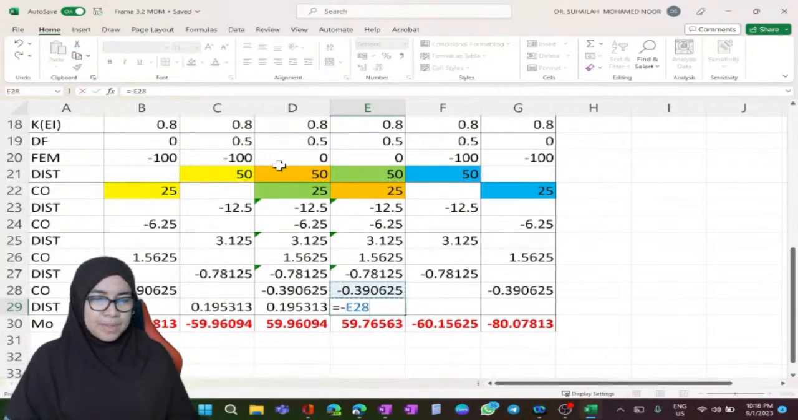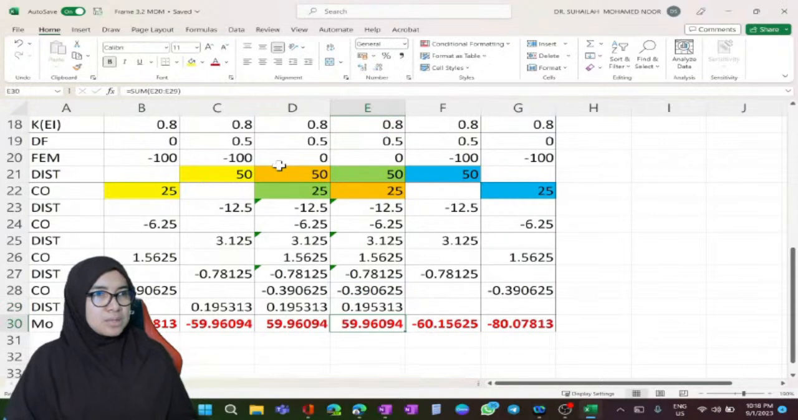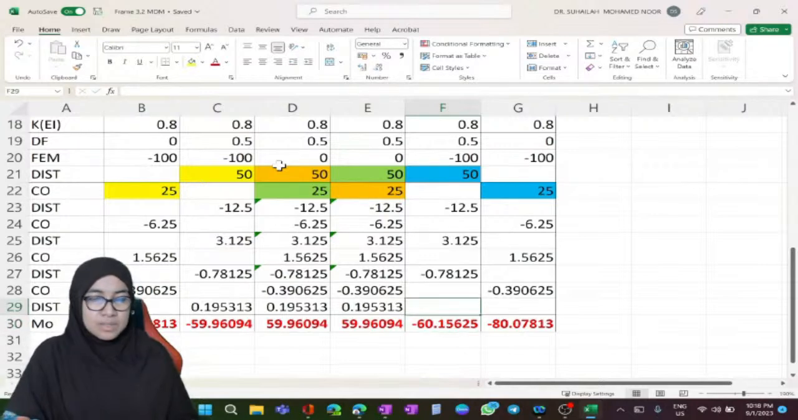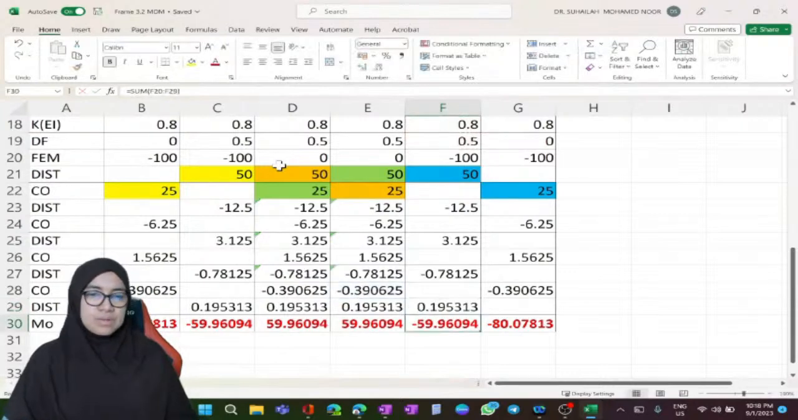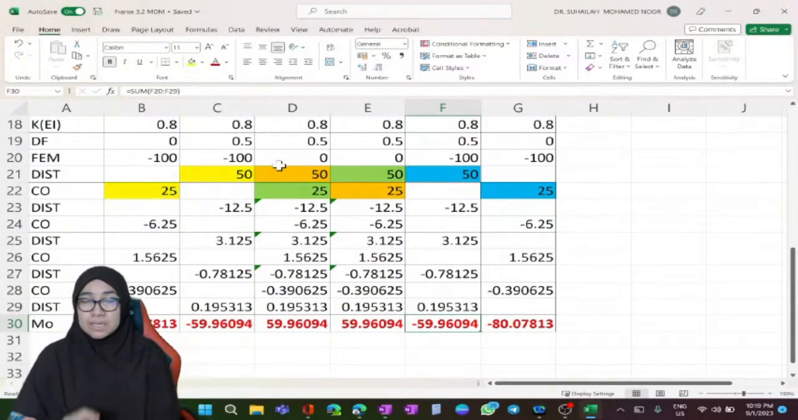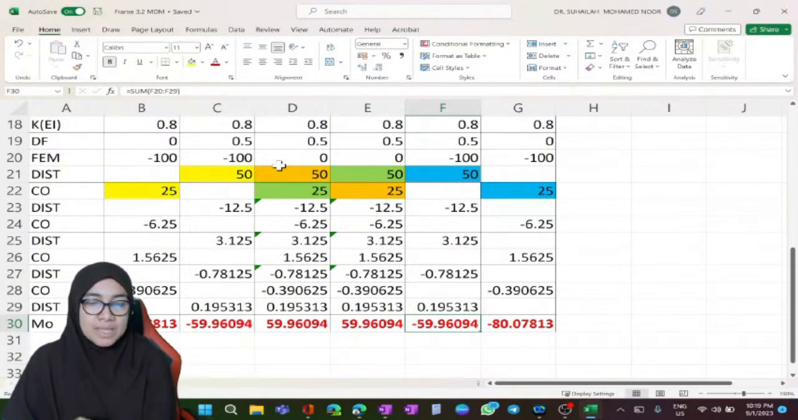0.39 times with 0.5. And last distribution, 0.39 times with 0.5. The distribution factor.